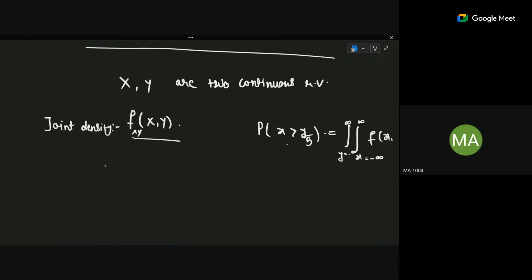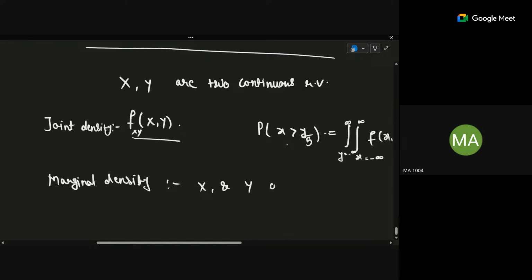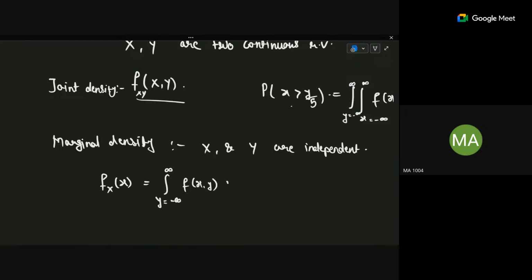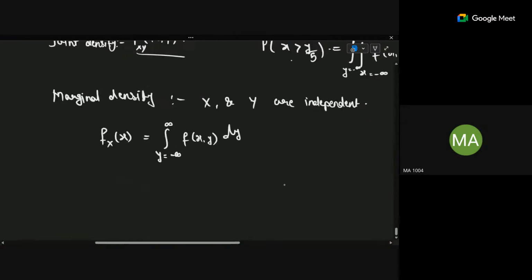Then after joint density, we calculated marginal density. From marginal density, we checked whether the two random variables x and y are independent or not. There are certain formulas for marginal density: the marginal density of x is the integral of the joint density over the limits of y, and for y, it is over the limits of x.